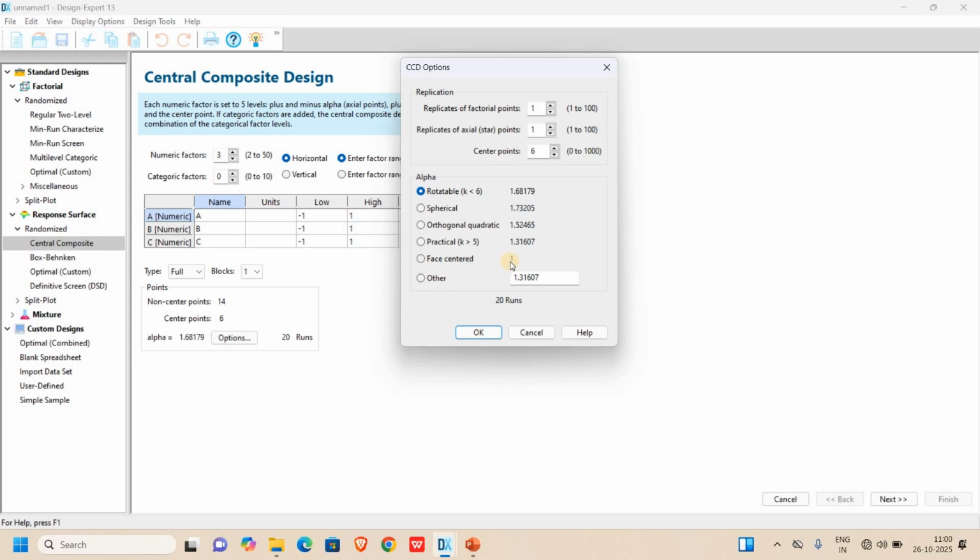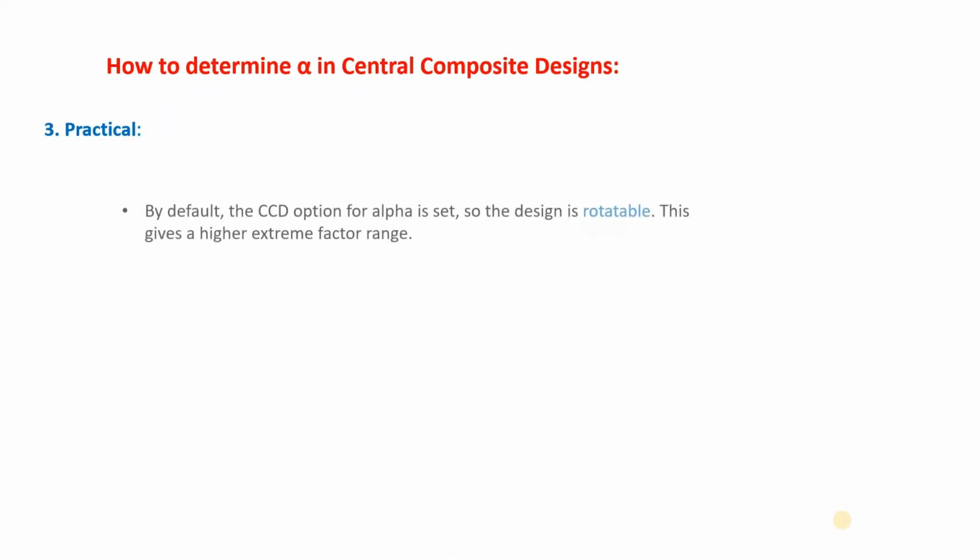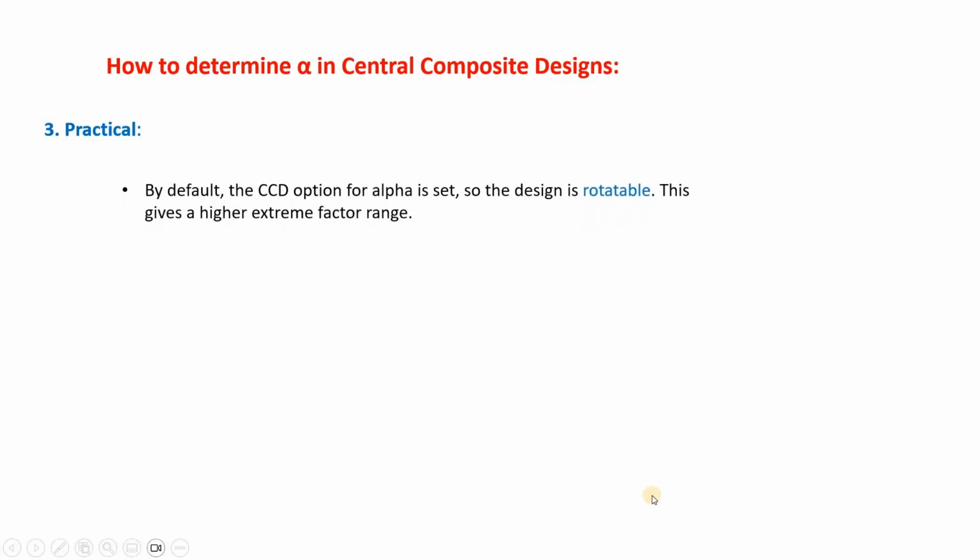And then there is one more thing, there is a face center. Obviously, if it lies on the face, the value will be 1, whatever the number of factors. There is one more thing: if it is practical, what will be the value of alpha? The next thing is the practical option. By default, the CCD option for alpha is set so the design is rotatable.